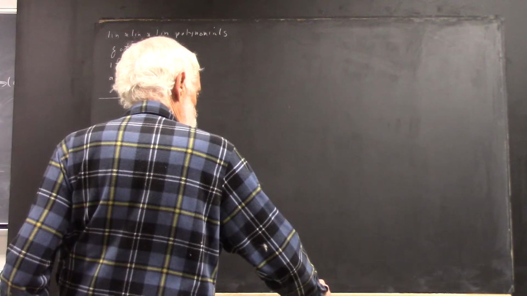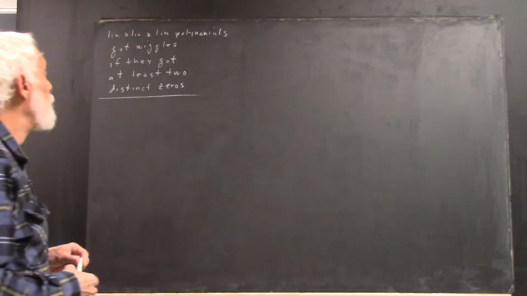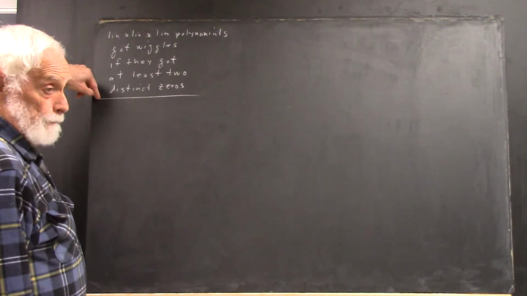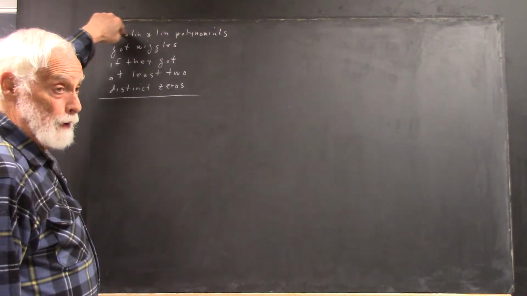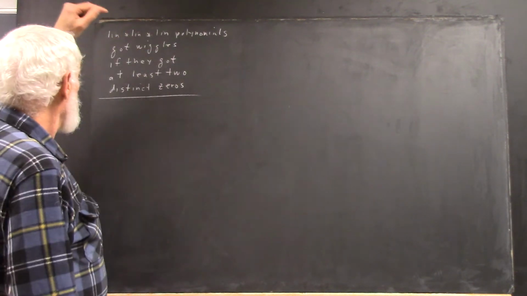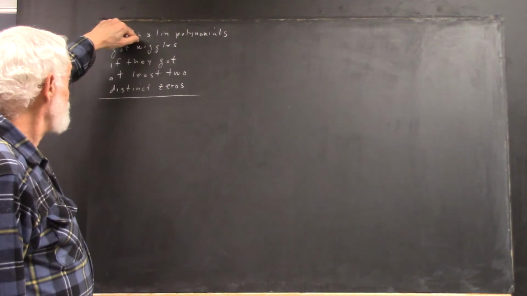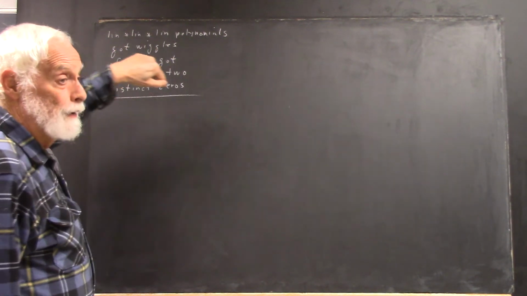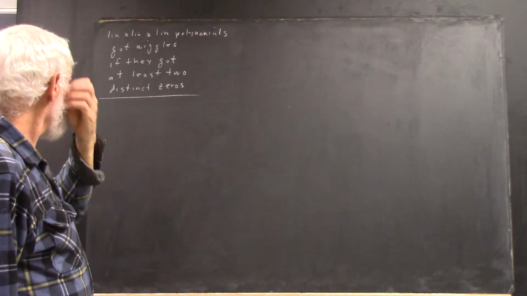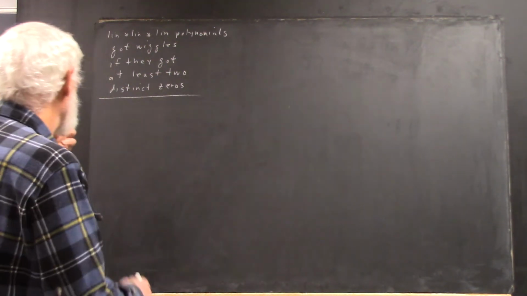Okay, so we got an important idea here. A cubic polynomial, a product of three linear factors, got wiggles if they got at least two distinct zeros. Okay? So, let's see what this means.